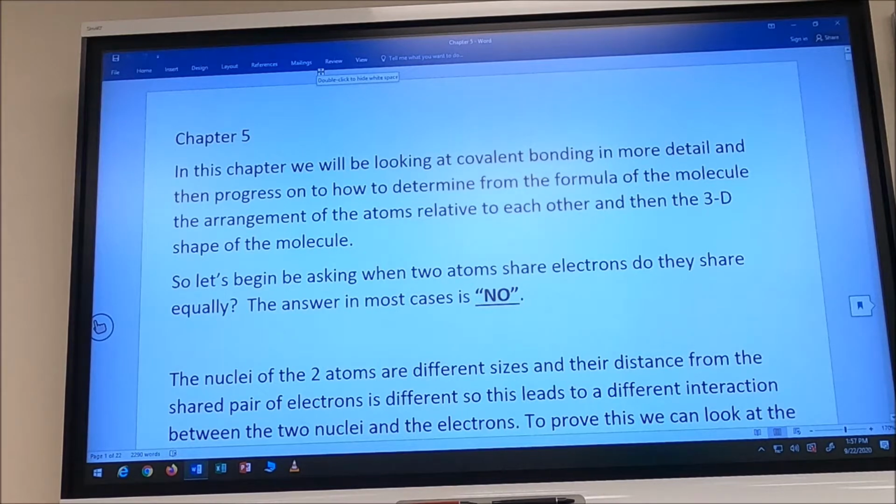So, we know when we're dealing with covalent compounds, two atoms share electrons. Okay? And in most cases, when they share electrons, they do not share those electrons equally. The nuclei of the two atoms are different sizes, and they're going to be different distances from the shared pair of electrons. That means there's going to be different interactions between the nuclei and the shared pair of electrons.